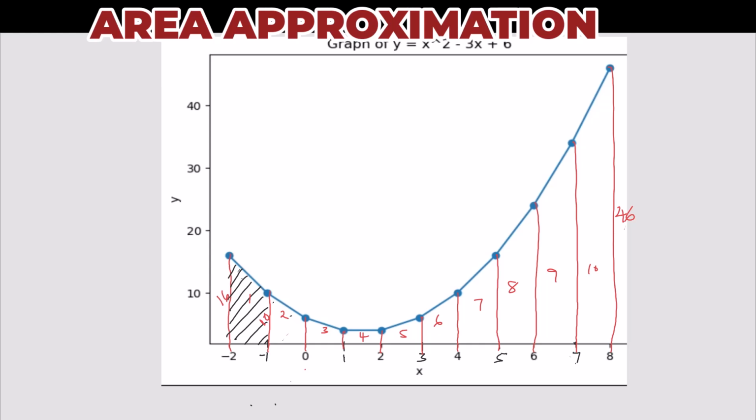Now, after identifying that, another thing that you need to identify is the width of each of these strips. The width is uniform, and this is the width. So this is the width here. So that width is 1. For all of them, the width is uniform. From these intervals, from -2 to -1, that width is 1. From -1 to 0, that width is 1. So the width of each of those strips is 1.